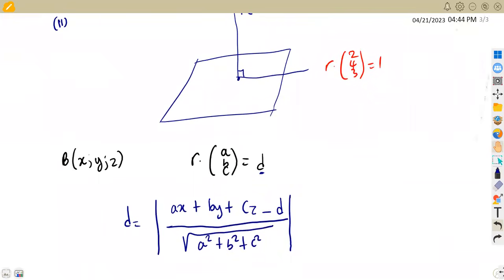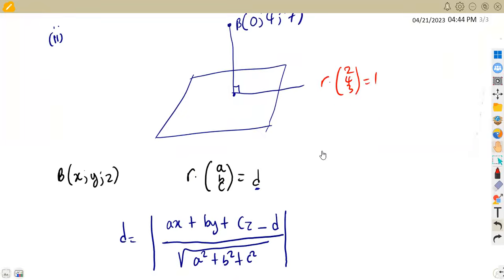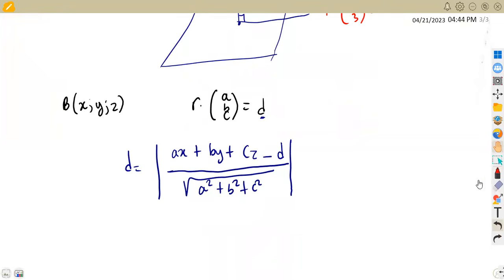So meaning to say, we can take our B using this same format that you are given. Remember, our B is supposed to be XYZ. So we are going to take our point B, that's 047. So remember that our point B was 047. So this is your XYZ in this concept. Then our plane was given as R dot 243, which is equal to 1.